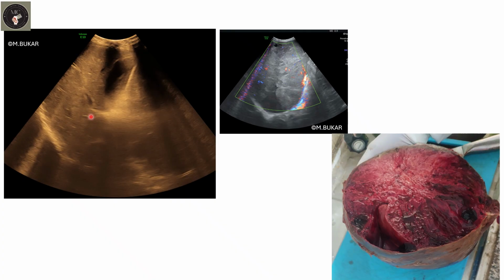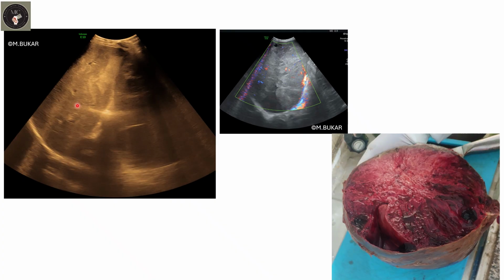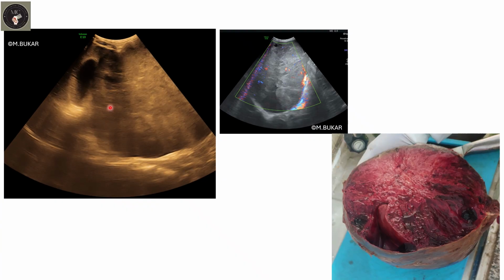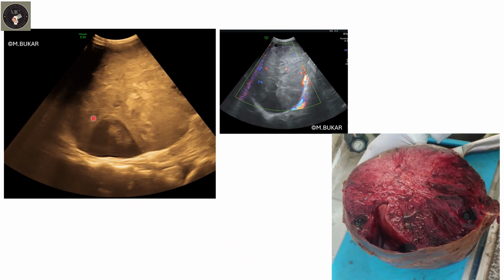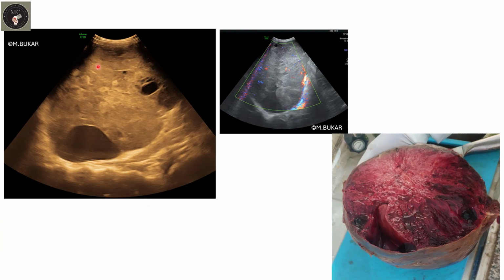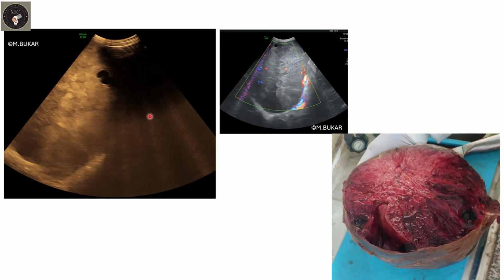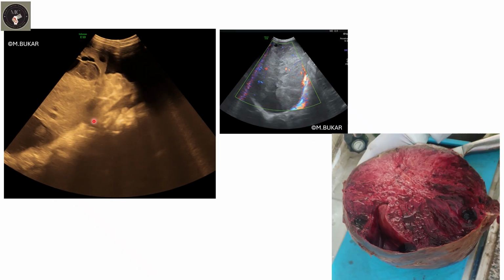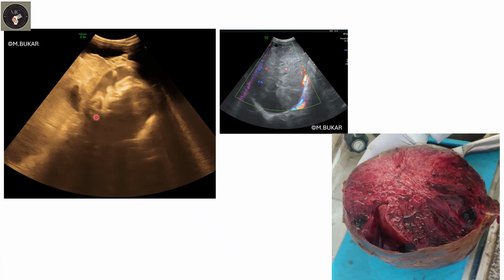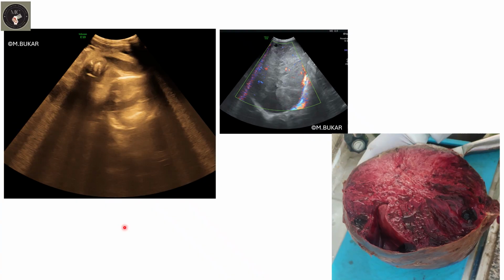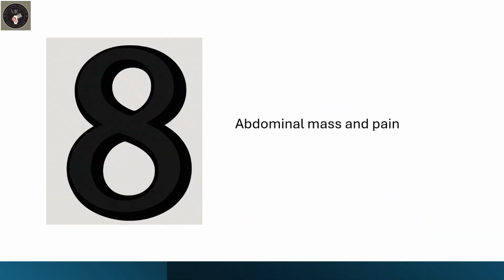Comparing the heterogeneity of the lesion to that of the liver. So this huge heterogeneous multilocular solid lesion. At least that was our diagnosis at the time for the ultrasound scan.